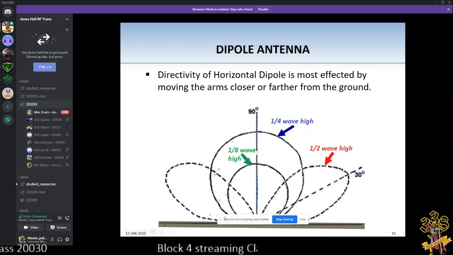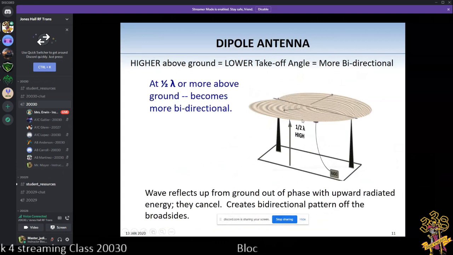If you lower the antenna closer to the ground, where it's less than a half a wavelength high, you're going to start becoming more omnidirectional. Okay? And the closer to the ground you get, the more omnidirectional it gets, but it does not transmit as far. So here's your bidirectional antenna, because it is a half a wavelength above the ground.